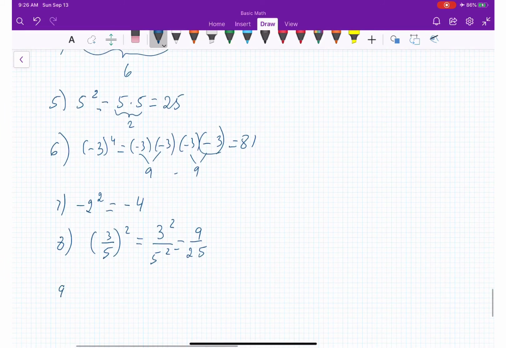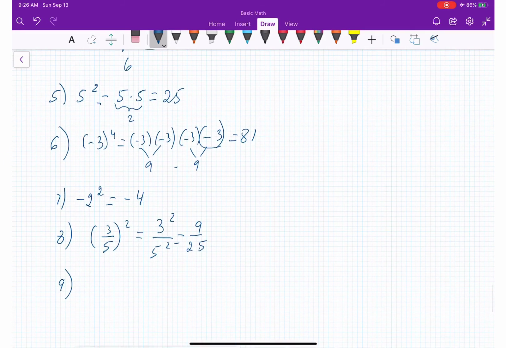Number 9. 0.3 to power 4. That means 0.3, 0.3, 0.3, 0.3. Okay, so we have how many times? This 3 times 3, so I'm dropping, just like we do multiplication, right? I'm dropping this decimal notation, so 3 times 3 times 3 times 3, it's going to be 81.